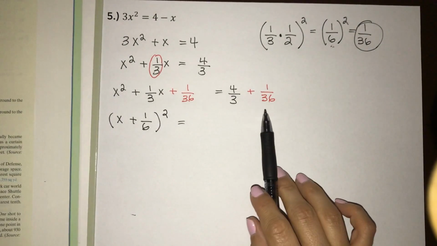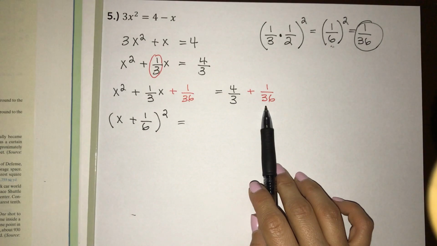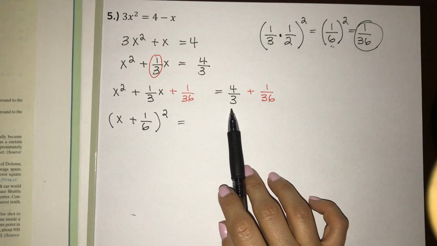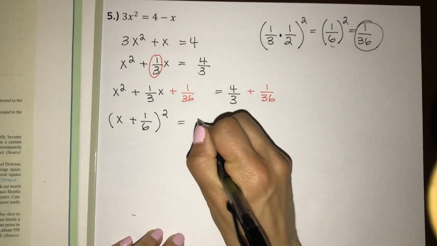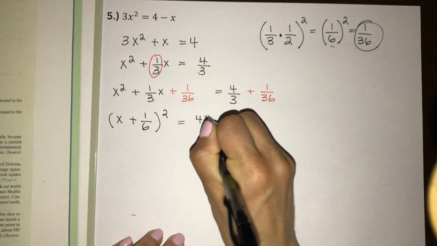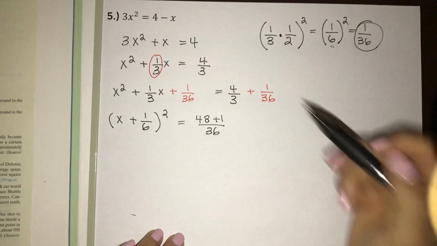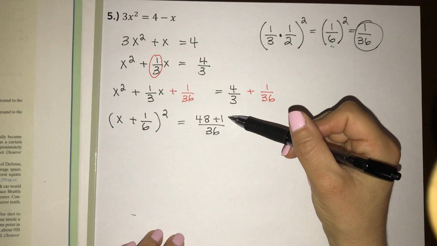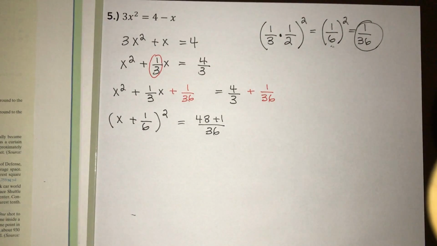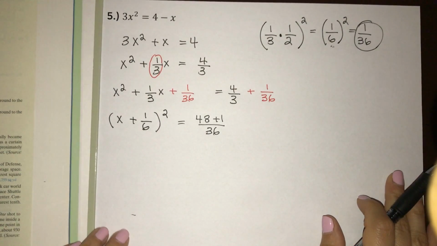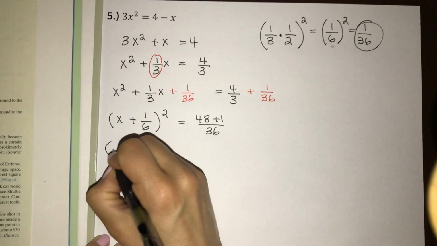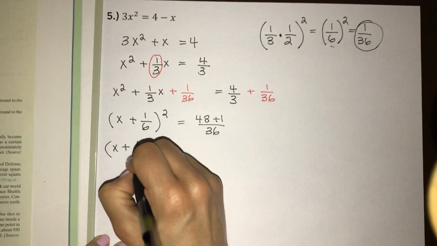Here, the common denominator is 36. So we have to multiply 4/3 by 12/12. So if we do that, we get 48 plus 1/36. That's going to be 49 over 36. That's a perfect square, so that's good. We could take the square root. Let's just write that out.